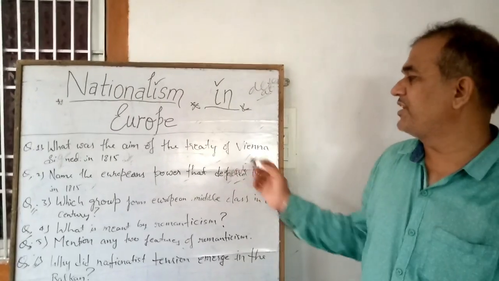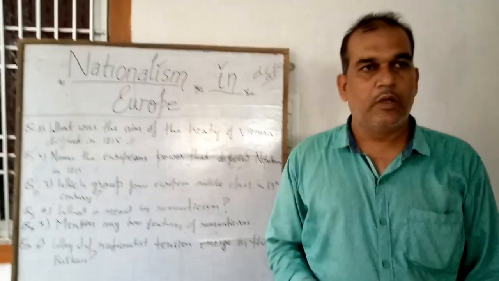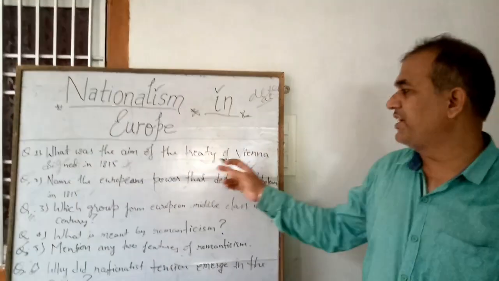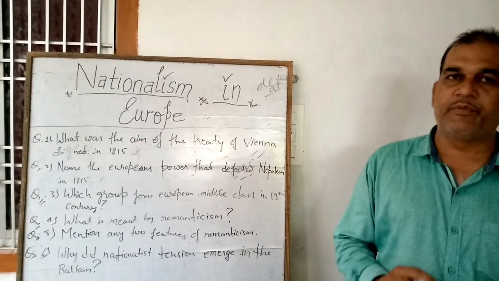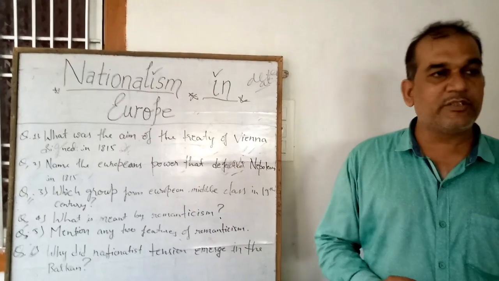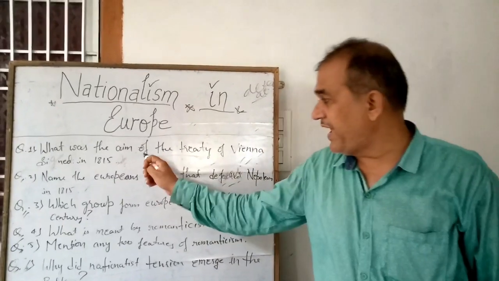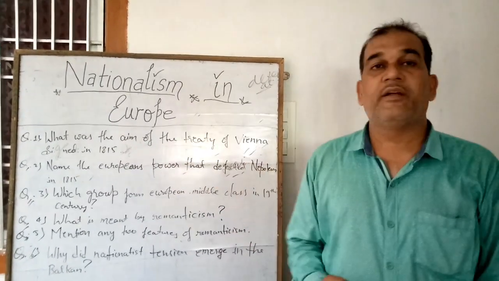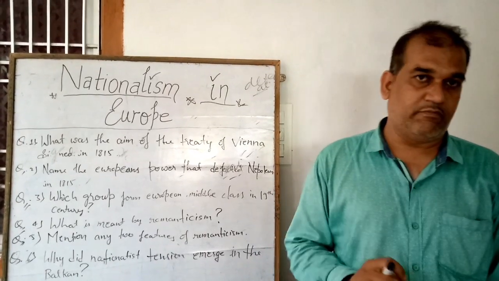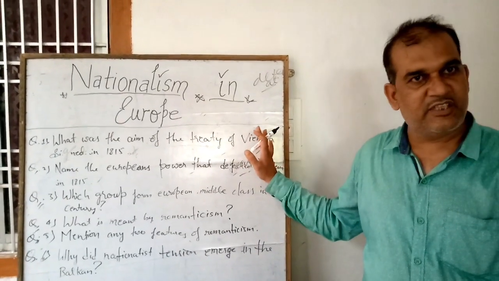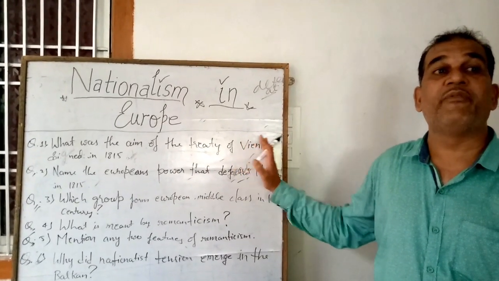What was the aim of the Treaty of Vienna signed in 1815? The main aim of the Treaty of Vienna was to restore the old conservative order. It is only its answer. Its main aim was to restore the old conservative order.